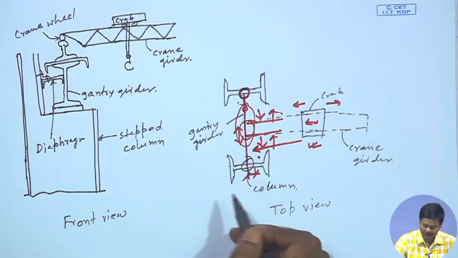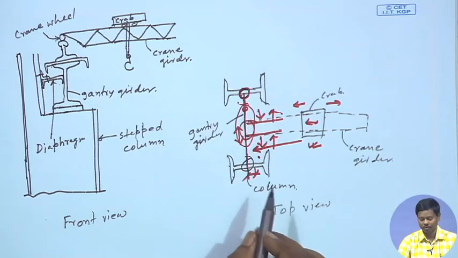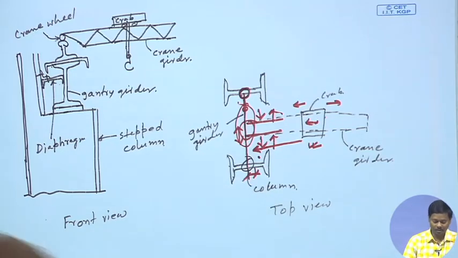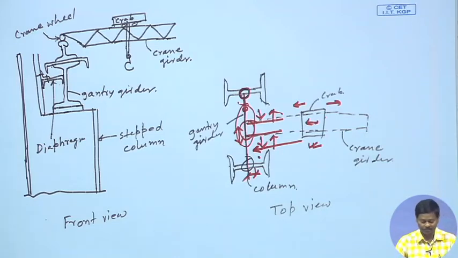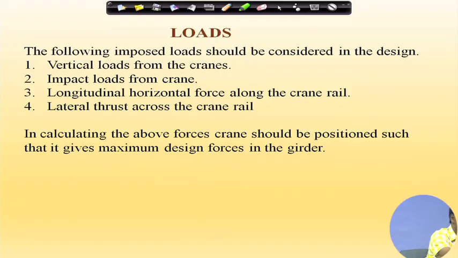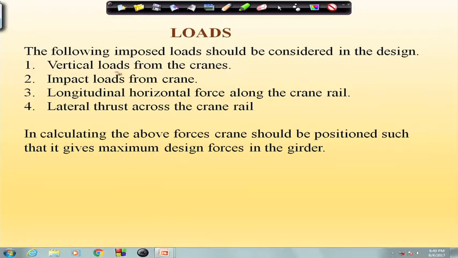So, before finding the maximum bending moment and shear force, we have to see whatever loads are going to be acting on the girder. So, the loads will be like this. One is the vertical loads coming from the crane, because the crane will be carrying certain instruments, certain heavy machines. So, that load we have to consider, for which the bending moment and shear force on the gantry girder will be developed. Then the impact load from the crane.